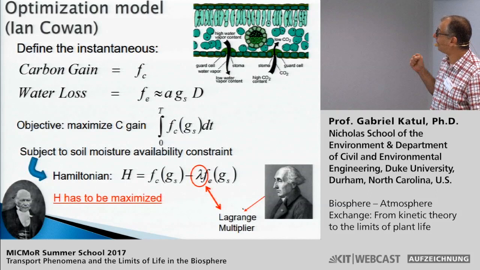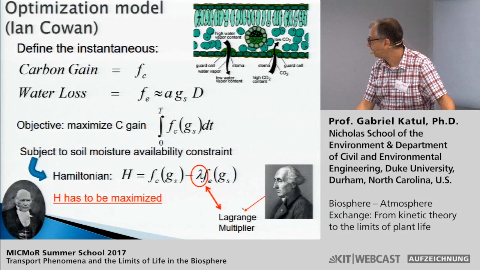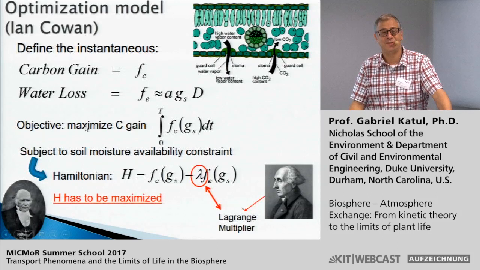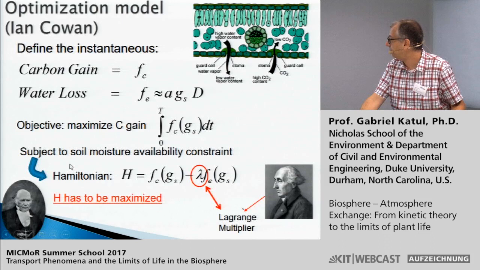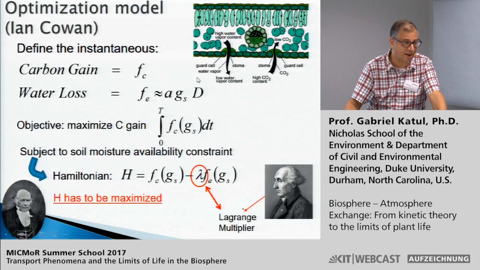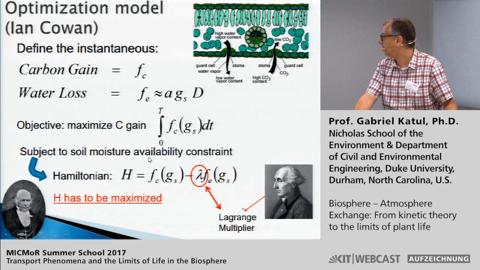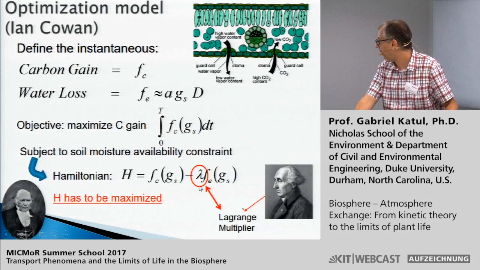So rather than force the objective function to be subjected to a soil moisture availability, what Ian Cowan did cleverly is he bypassed this problem and said, hey, what I really need to make sure is that the transpiration rate becomes finite. So that is basically suggesting that there must be enough water so that the transpiration rate is maintained finite. So that was basically the condition that he put. And you can always convert a constrained optimization problem into an unconstrained optimization problem using basically the approach of Hamilton and Lagrange. Okay, so that's a well-established trick. Constrained optimizations are no different than unconstrained optimizations if you introduce the Lagrange multiplier.